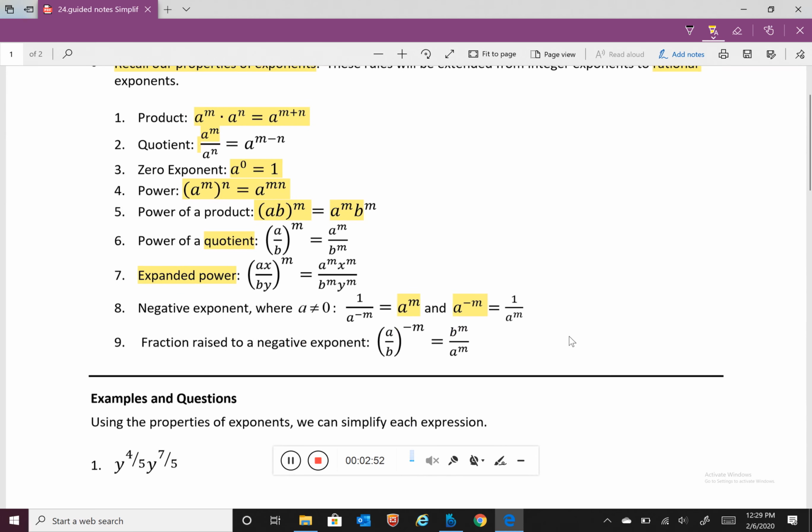And then our last rule or property is what happens if we have a fraction raised to a negative exponent. Remember, you can then reciprocate or flip the fraction inside your parentheses, and that makes the exponent become positive m, and then you can use your power of a quotient rule and apply positive m to b and positive m to a.